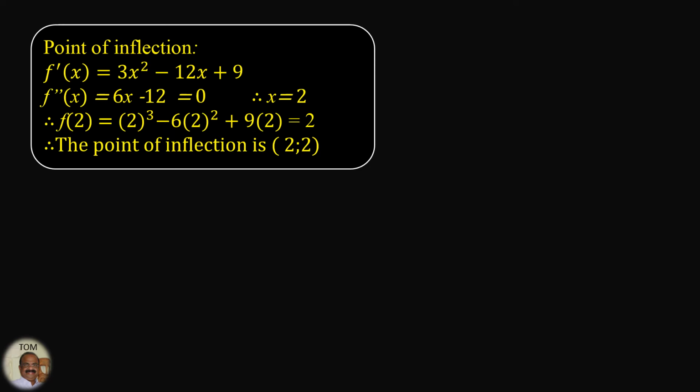Go for the y coordinate. When x equal to 2, where do we substitute? Go to the original function. So we have 2 cube minus 6 times 2 square plus 9 times 2 equal to, we get 2. Remember that we are not substituting the x value in f dash x or in f double dash, only in the original function. So the point of inflection is (2, 2).